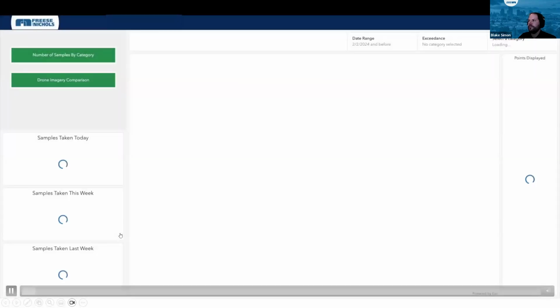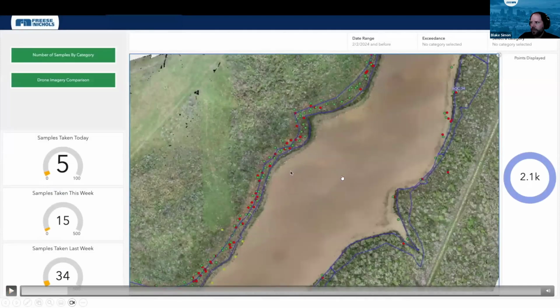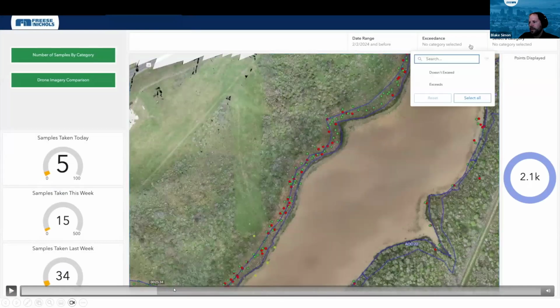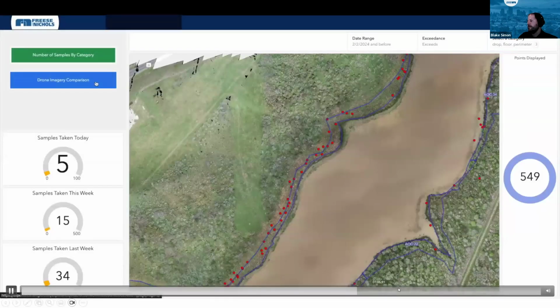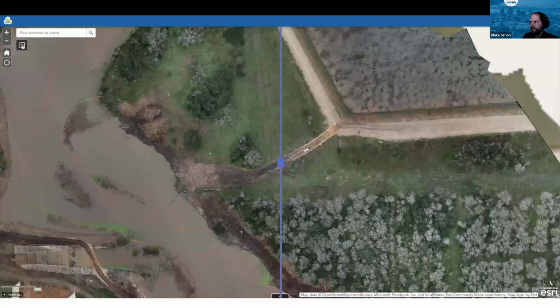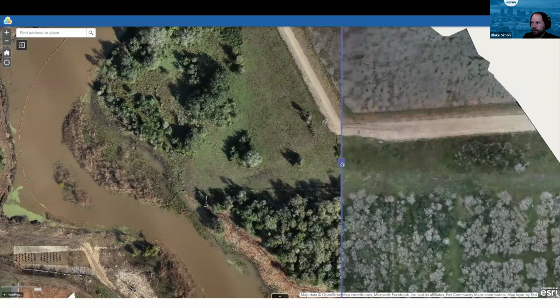I'll just play a short clip of this video. This is a dashboard right here. You can see all the points are represented, and the filters at the top are date range, exceedance, and they can select categories. I'll skip ahead a little bit. Here's an example of that drone imagery comparison tool, where there are two dates on screen, and the project manager can actually swipe between different drone imagery and see the changes in the site, which you'll see.